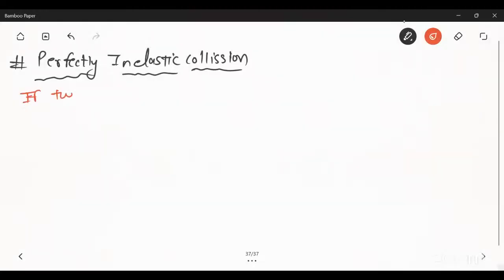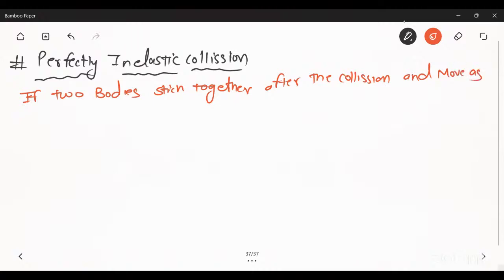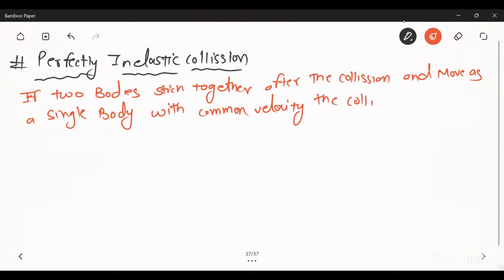So what is perfectly inelastic collision? If two bodies stick together after the collision and move as a single body with common velocity, then the collision is known as perfectly inelastic collision.